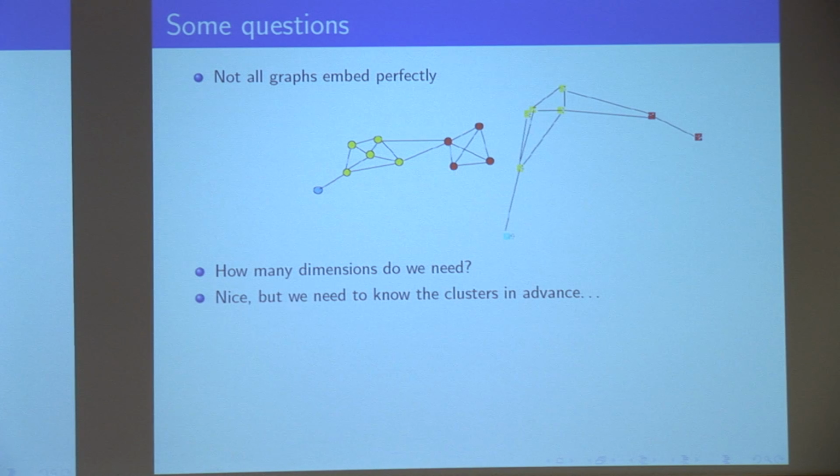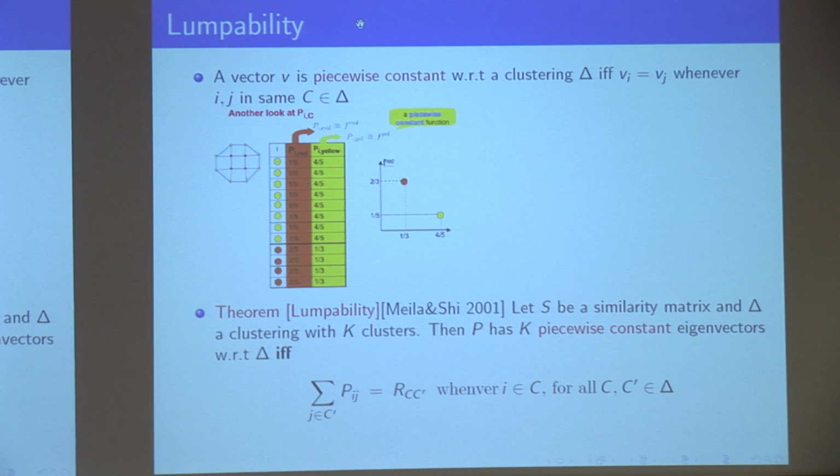Okay. So next comes a theorem that actually answers all these questions. First of all, a definition. I call a vector like this piecewise constant with respect to the clustering, which means that it takes the same value for every element i which is in a cluster. So I'm given a clustering and a vector, and the vector is either piecewise constant with respect to the clustering or it's not. Of course, it's a very rare case to be piecewise constant. How rare? This is a theorem that says how.